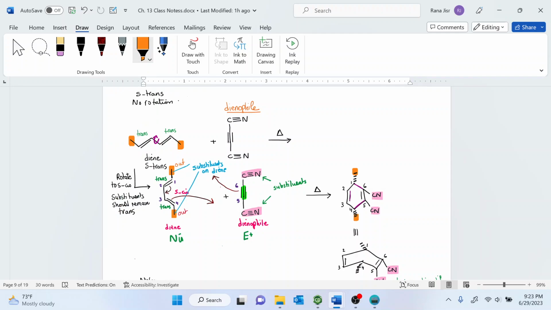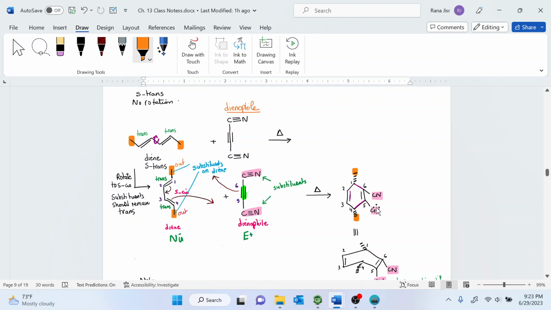So both of them are going to be behind in this case, and you put them on carbon 4 and carbon 1. So you take carbon 1, carbon 4, and you put your substituents in there. We have substituents on carbons 5 and 6 as well. Because the triple bond is linear, the cyanides are going to appear on the same side in the product.